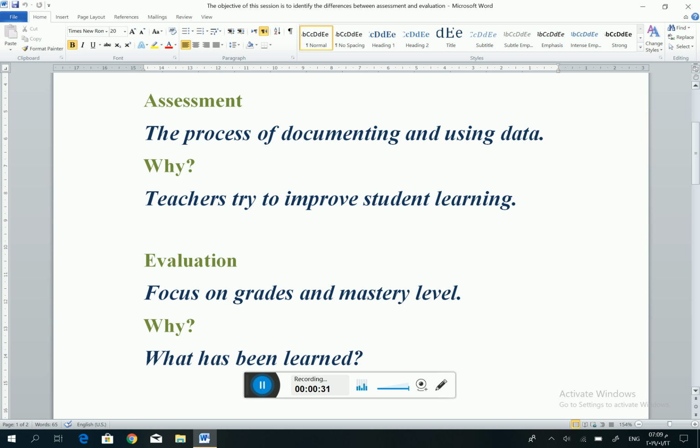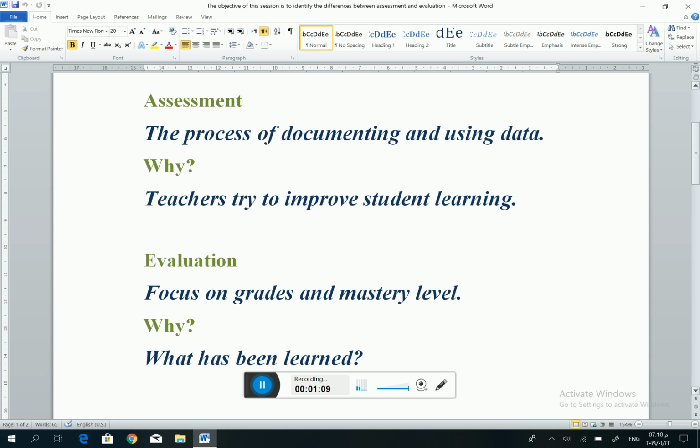Assessment is defined as the process of documenting and using data. So in assessment, we do nothing but document our data, to be used later. So why should teachers use assessment or depend on assessment? Teachers try to improve student learning. So the main purpose of assessment is improving student learning through documenting and using the data.